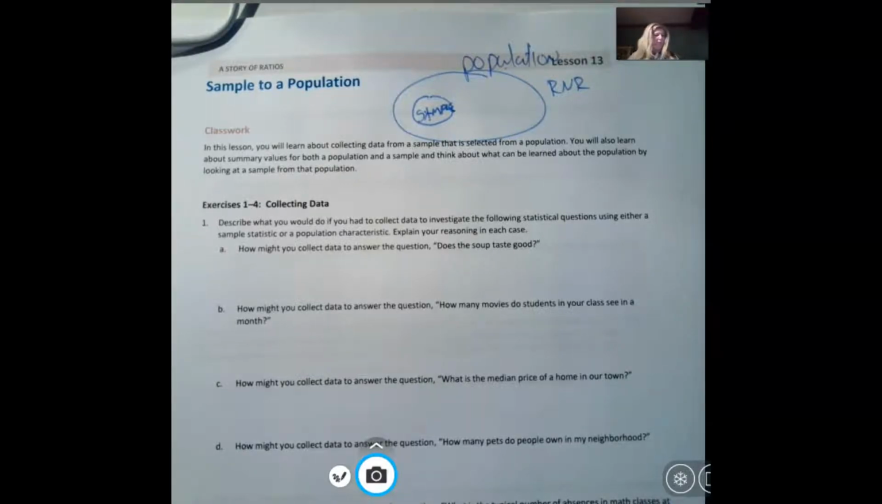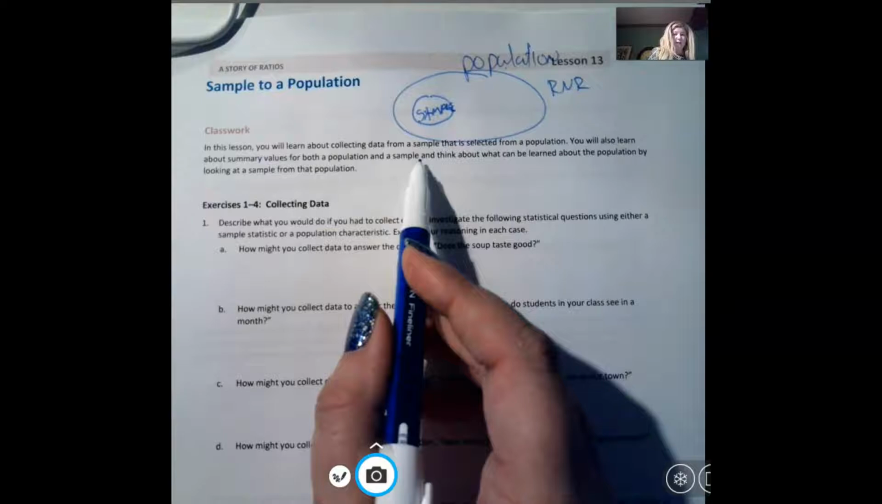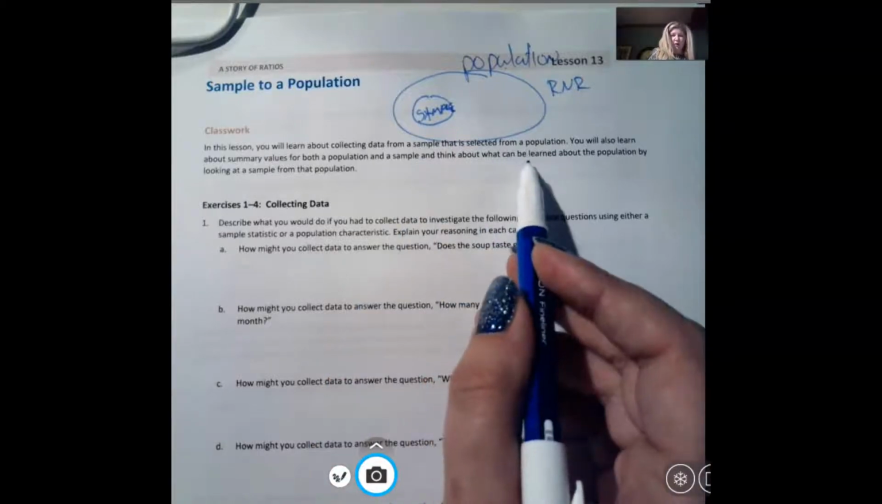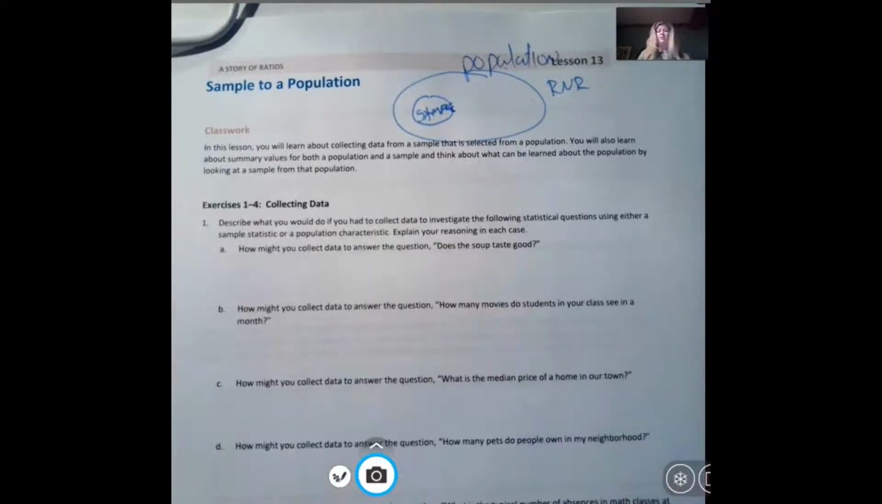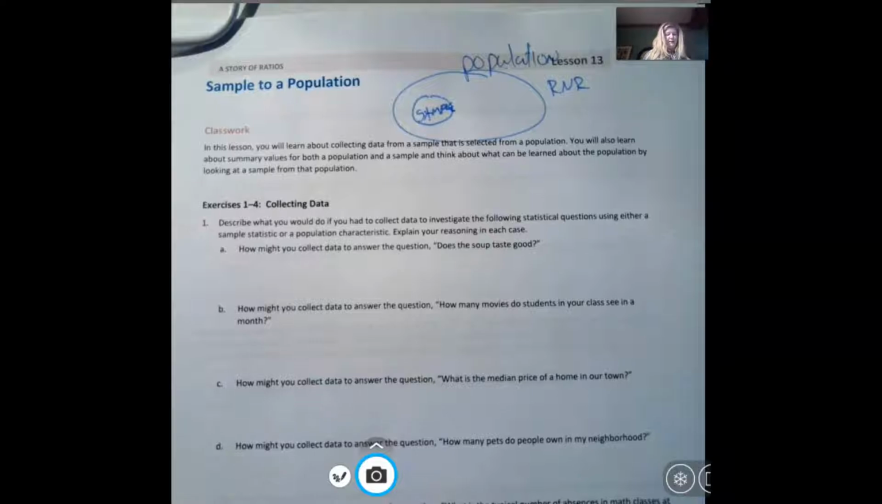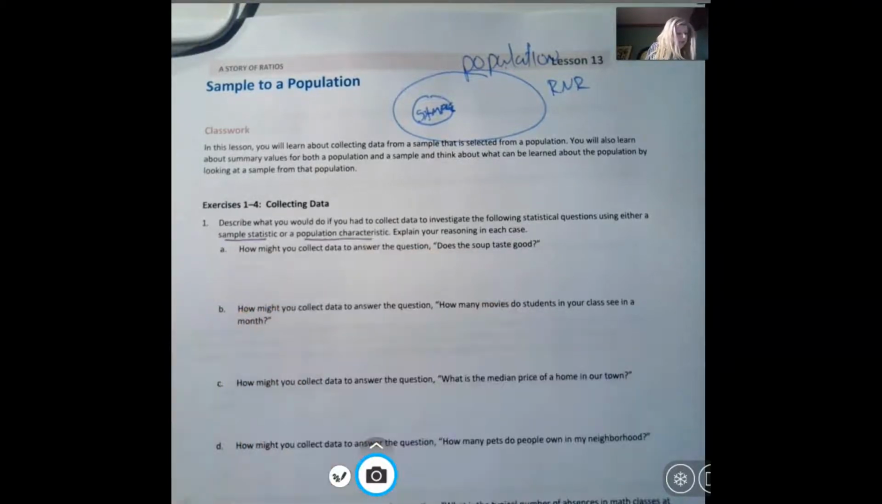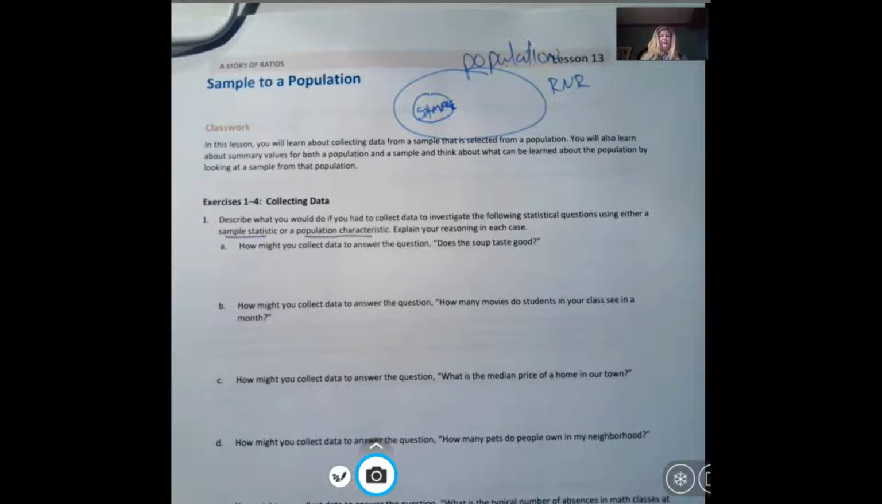I think that's tomorrow. So we're going to start here. We're going to learn about summary values for populations and samples, and think about what can be learned about the population by looking at a sample. So, in the first exercise, we are to describe what we would do if we had to collect data to investigate each of the following questions using either a sample statistic or a population characteristic. Enter your reasoning for each case.